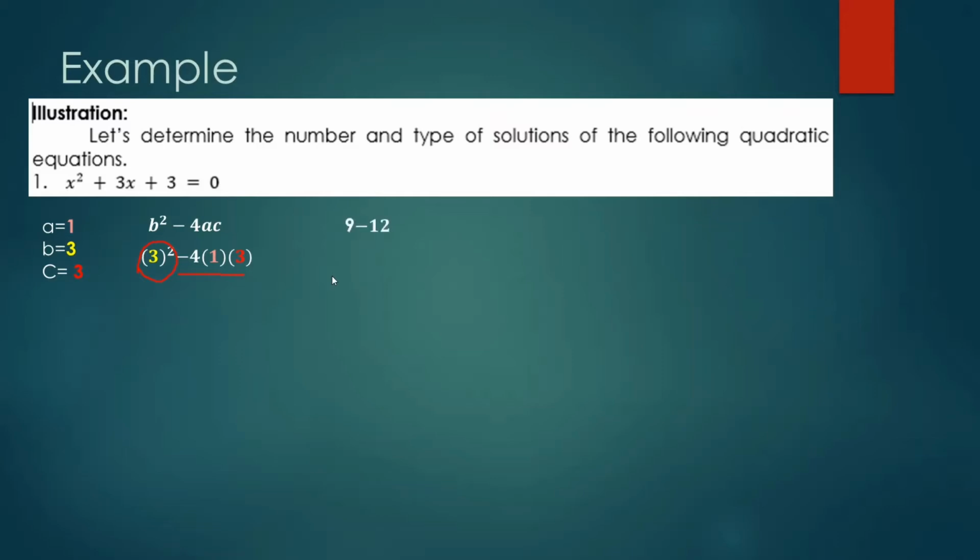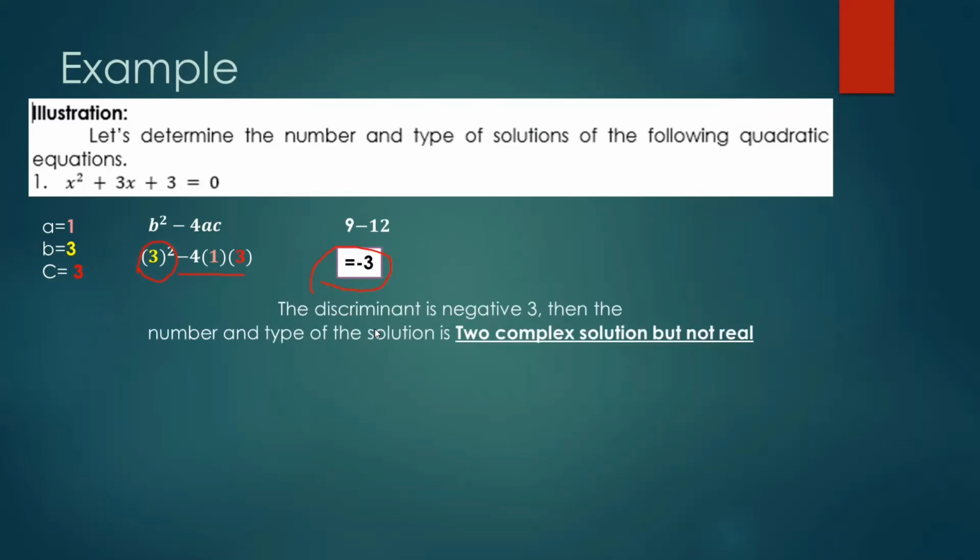And 9 minus 12 is equal to negative 3. If you can see, the answer in our discriminant is negative 3. So therefore, katulad nga ng ating situation kanina, yung kailangan nating sundin is if the discriminant is a negative number, then the number or type of solution that we have in this equation is two complex but not real. So we have two complex solutions but not real, dahil it is a negative number yung ating discriminant.